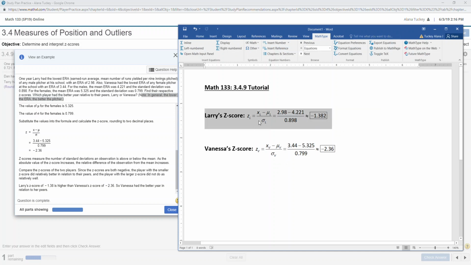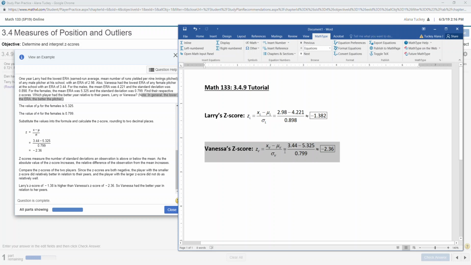So if this is the pitcher, on average, this is how many runs he's letting in per 9 innings. So for every 9 innings, Larry's letting in 2.98, but the average is 4.221. So his z-score is negative, right? Because these are both good pitchers. That's why they're both negative. If they were positive, these people probably wouldn't be pitching anymore, right?